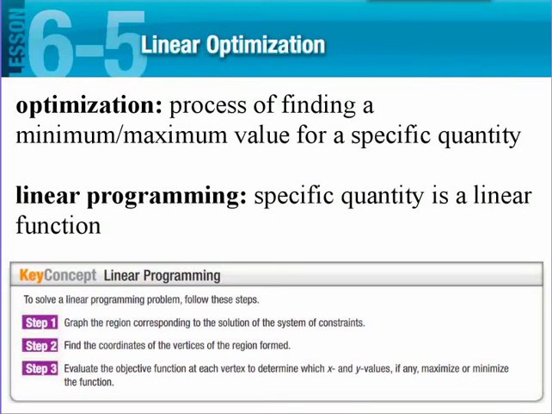So today we're going to talk about optimization. Okay, so the definition of optimization is the process of finding a maximum or minimum value for a specific quantity. And so when we think about the word optimization, the root word is what?